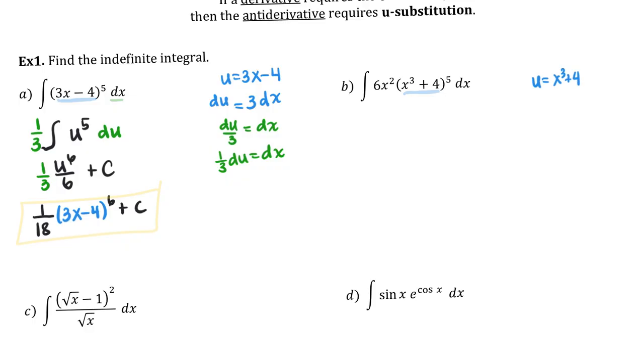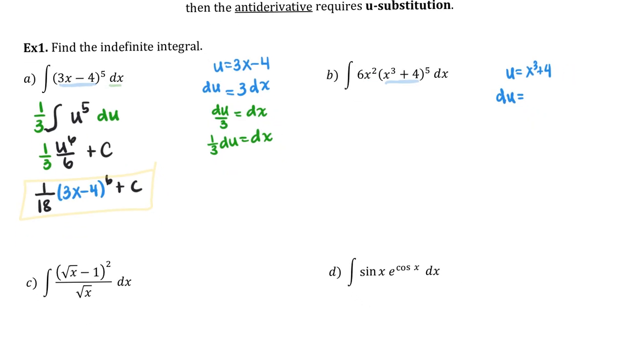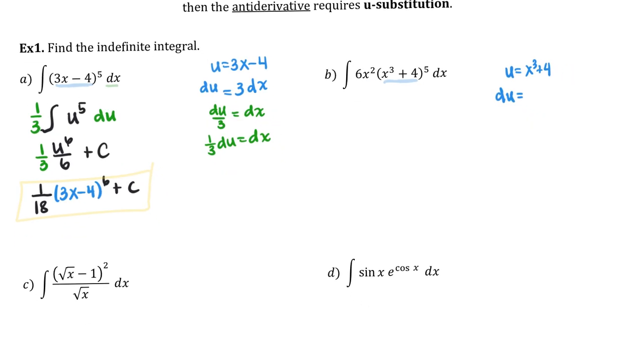Okay, my goal is to rewrite the integral using only u. So I'm going to go ahead and take the derivative. Just writing du because it's convenient to leave the dx on the right side. The derivative of x cubed plus 4 is 3x squared dx. And now I'm going to try to rewrite this integral. Okay, where the x cubed plus 4 is, I can make that u to the fifth. But I'm still stuck with this dx and this 6x squared. So I'm going to go over here and solve for dx.